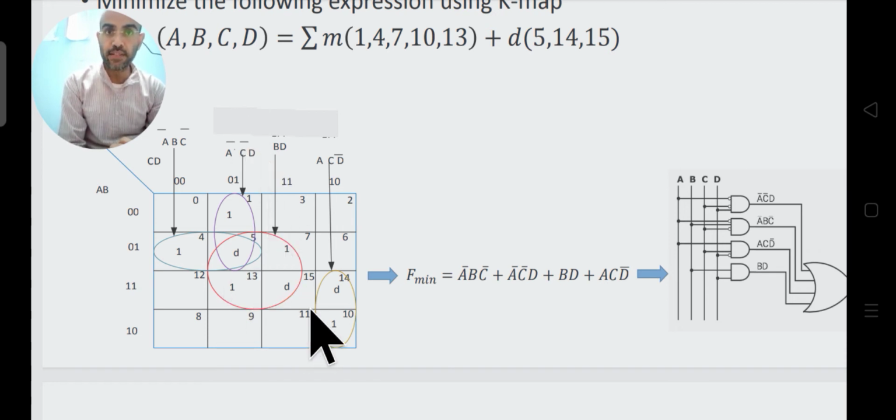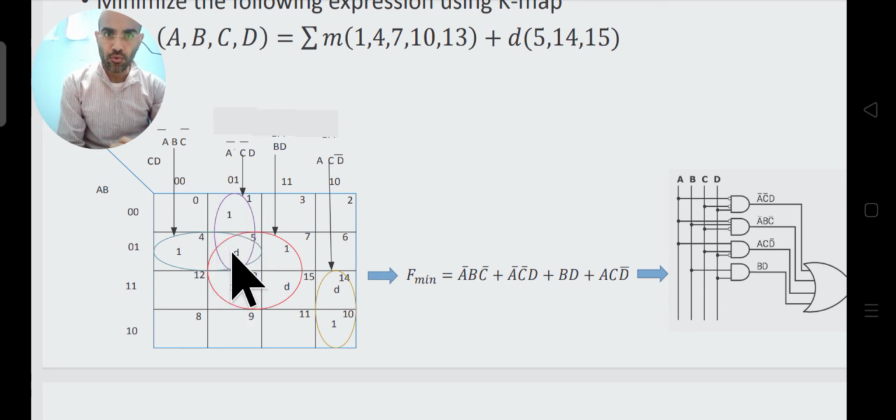That is why the number of variables is reduced, because of these don't cares. So if don't cares are used to form a group, then they are considered as one. When we consider them as one, the term corresponding to this quad will be BD. The same logic I have already explained, so you know why we are getting this BD.